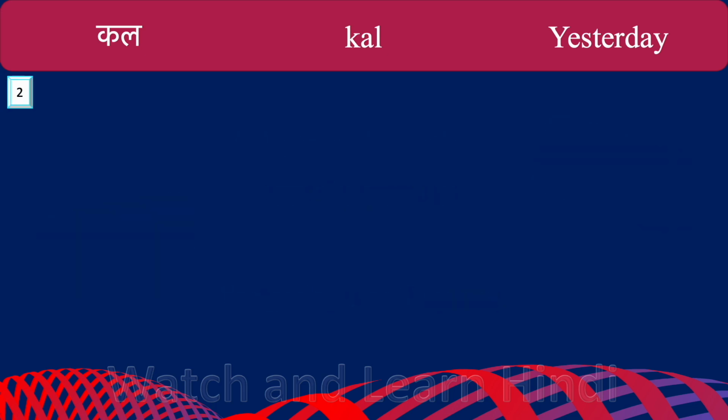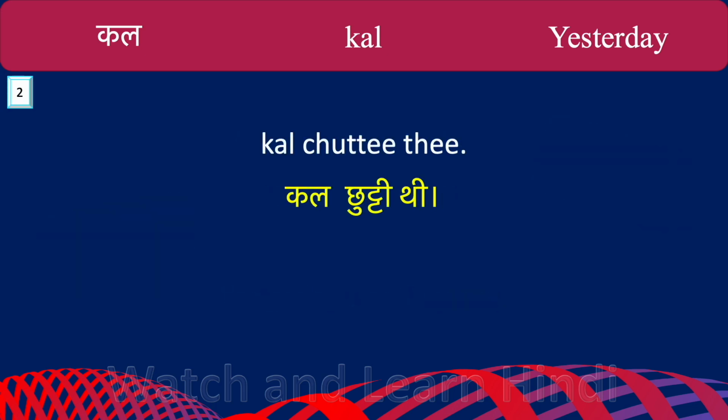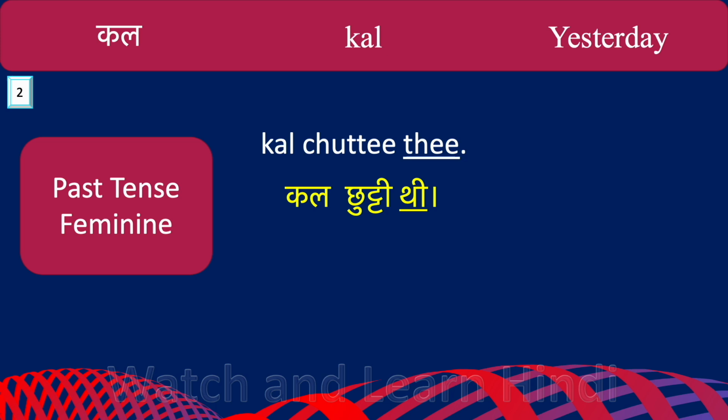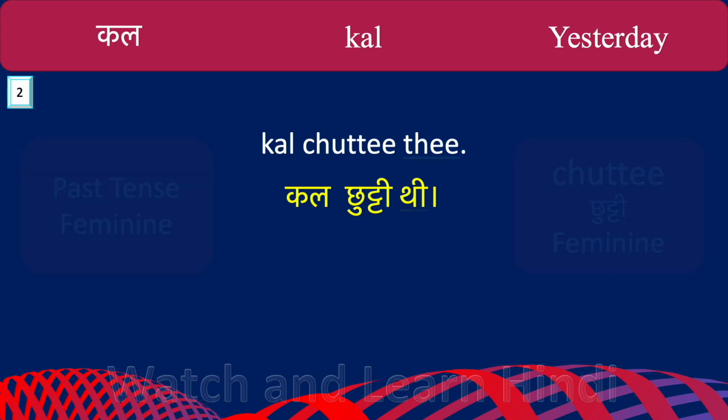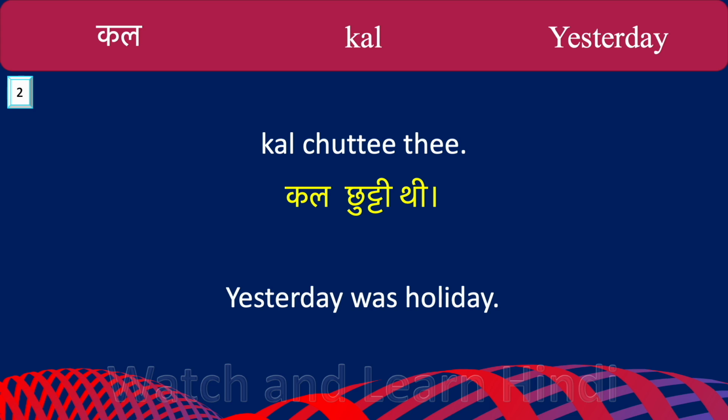Now let's go to the second sentence. Kal chutti thi. Now even before we translate this sentence, if you look at the ending, you see thi. And you just learned that thi tells you two things. One, the sentence is in past tense. And second, whatever we are talking about in the sentence, the gender is feminine. So here we are talking about chutti, which means chutti has feminine gender. Now let's see what chutti actually means. It means holiday. कल छुट्टी थी. Yesterday was holiday.